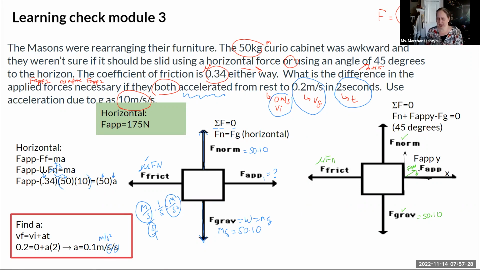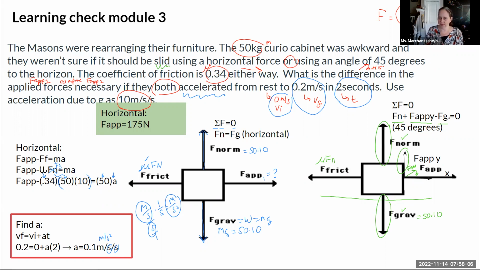And I'm going to have an X direction and a Y direction. So when I do my sum of my forces, force of normal is going up, force applied in the Y is going up, force of gravity is going down. Force of normal plus the force applied minus the force of gravity equals 0. How do I know it's 0? This piece of furniture is not sinking into the floor and we're not lifting it up. It still said slid. It did not say that they're going to lift it up and carry the curio cabinet. Both directions are slid, so both directions have a normal force.